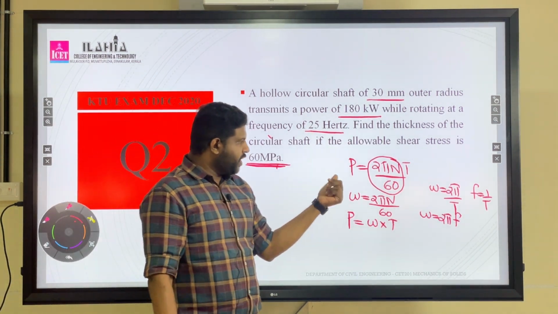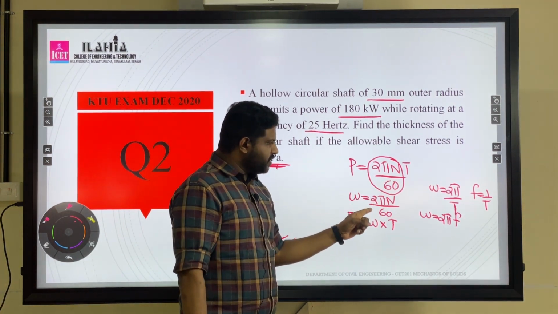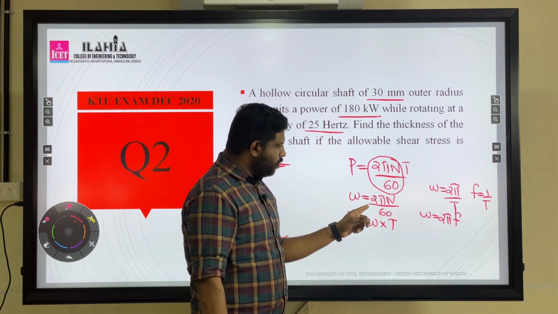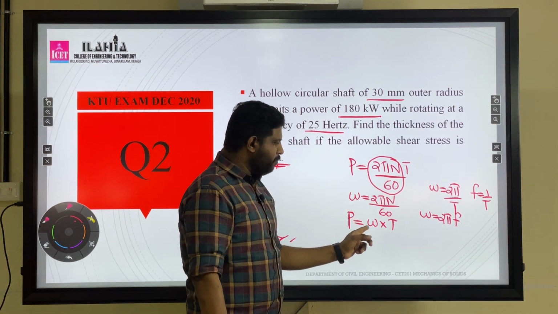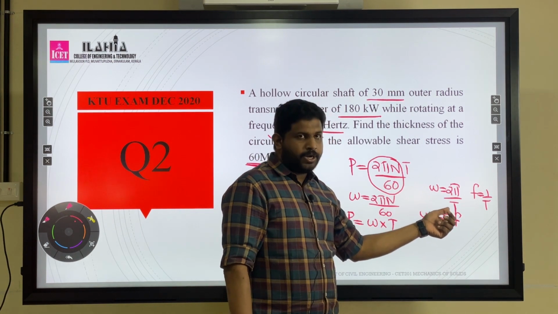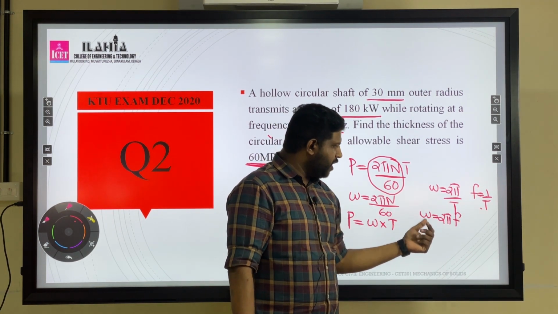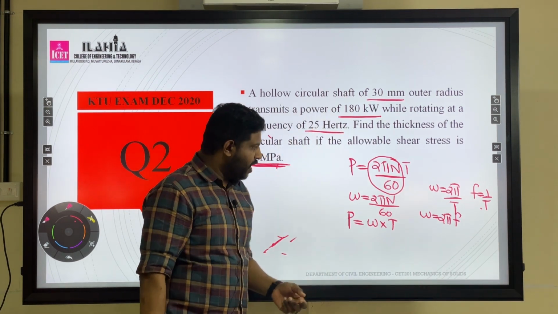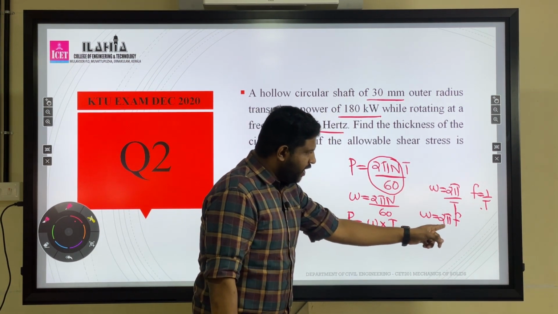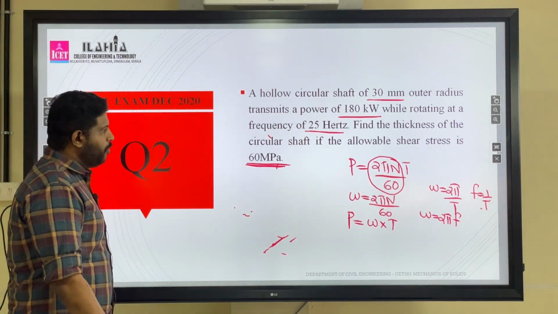So once again, P is equal to 2 pi n t by 60. This is the basic equation, where 2 pi n by 60 is omega. When you substitute omega here, we have P equal to omega into t. And omega is 2 pi by time period, a basic equation. Frequency is the reciprocal of time period, f is equal to 1 by t. So omega equal to 2 pi f. We will get the value for omega from this equation. Okay, so we can move on to the problem.